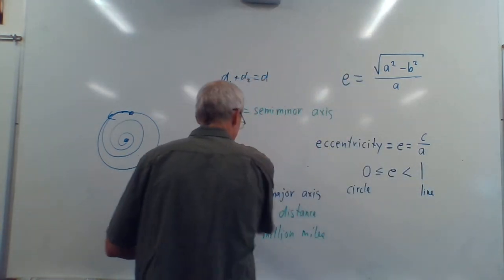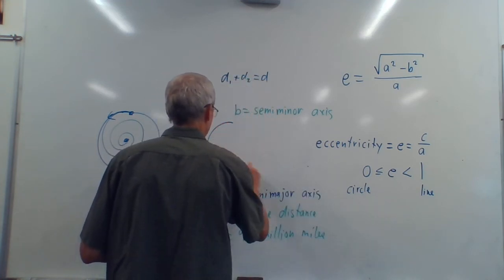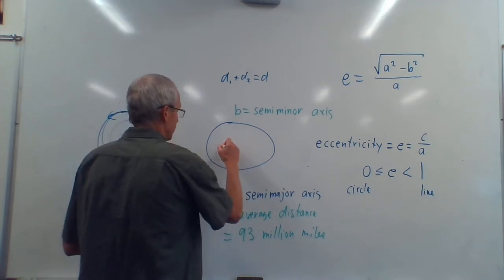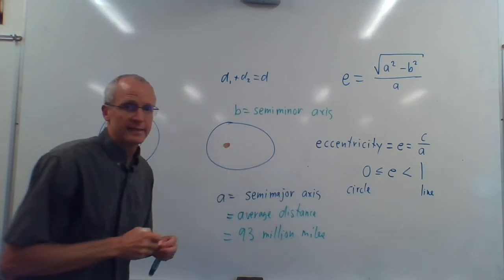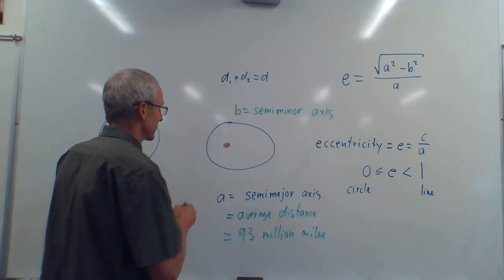So I'm going to exaggerate this because it's practically a circle, but that's not very exciting. So I'm going to make it more of an ellipse so we can see what happens. So here's the ellipse. Here's the sun at one focus. Again, this is not to scale. The Earth's orbit is practically a circle, but we're going to pretend it's not so we can put some numbers on it.